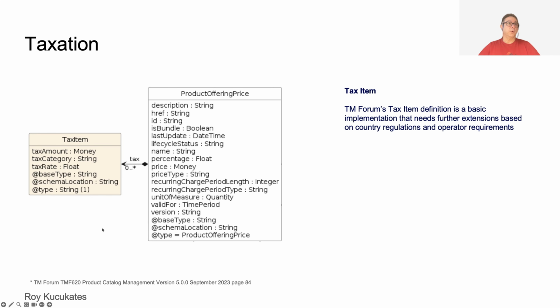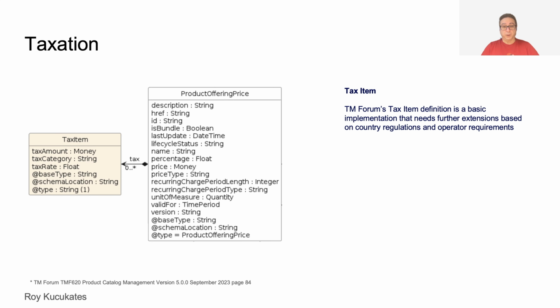Here's the taxation component. The tax amount, as you can see here, can be 0 or more. So a product offering price can have no tax definition here, because it's calculated externally. Or if a tax breakdown is needed, it can be filled in on the tax item. It can have multiple taxes. You can have the amount or rate as per a tax category, and whenever this price is applied, those tax items can be applied as well.